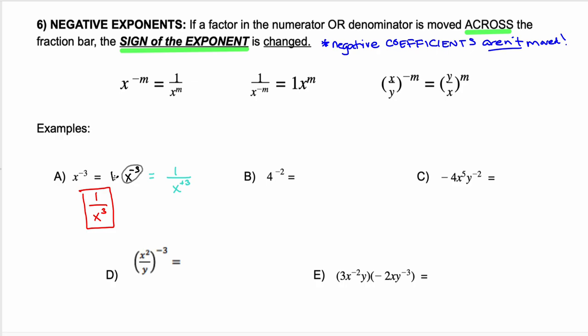Because this is a coefficient of 1 times x to the negative 3, that's why that 1 does need to stay in the numerator. It was that invisible math.